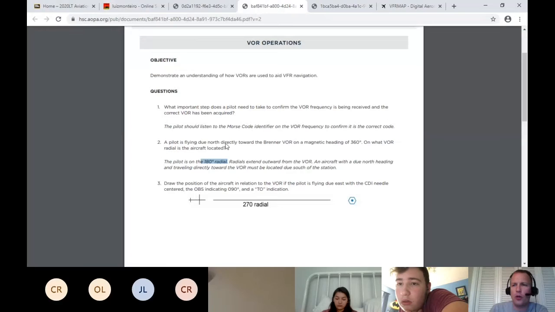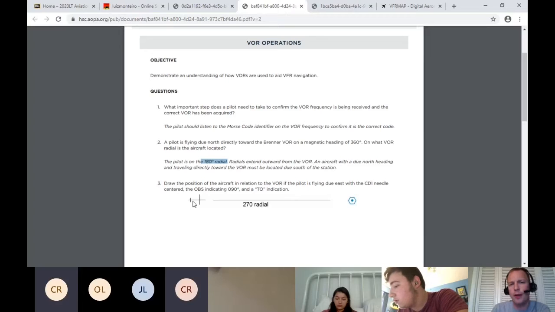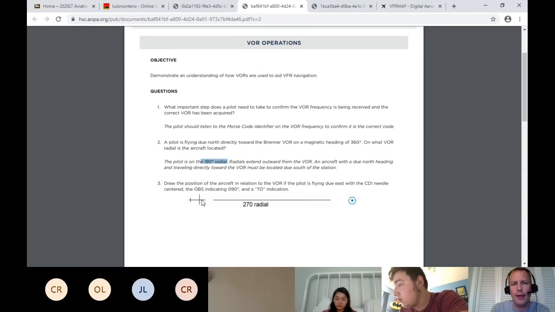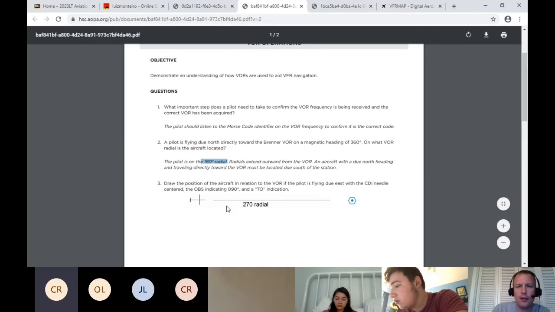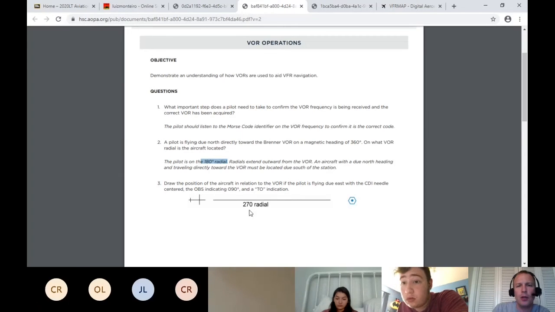So the third question here said, let's draw the airplane facing east going to the station. And in that case, where do you have to be in relationship to the station? Well, if you're going east and you're getting to the station, you've got to be west of it. So this is a good picture of that indication. You'd be west of the station flying eastbound. You'd be on what we call the 270-degree radial. Radials are always listed in the direction they are from the station, and you're headed eastbound to take you to the station.